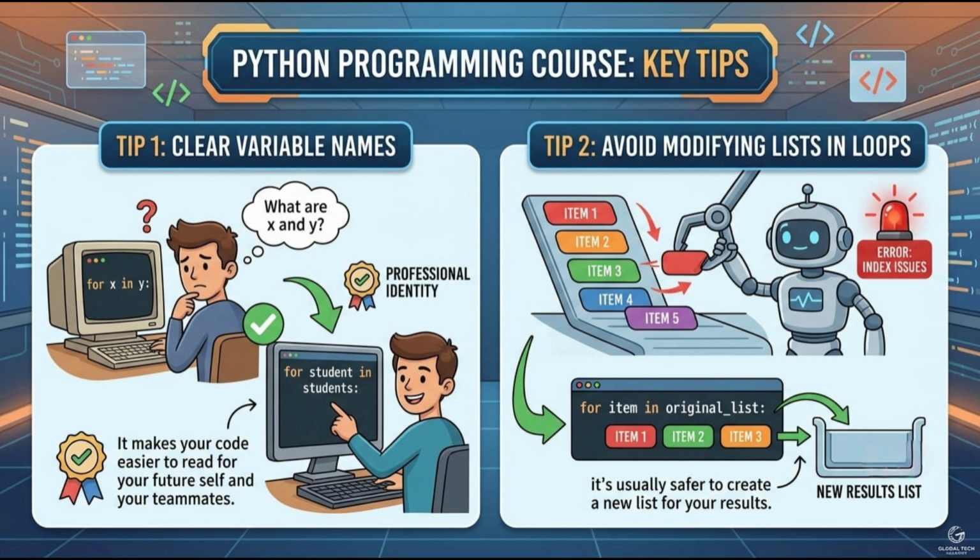Before we wrap up, a few expert tips. Always name your loop variables clearly. Use for student in students rather than for x in y. It makes your code easier to read for your future self and your teammates. Also, be careful about modifying a list while you are looping through it. It's usually safer to create a new list for your results. These small habits are what build a professional identity in the tech world.